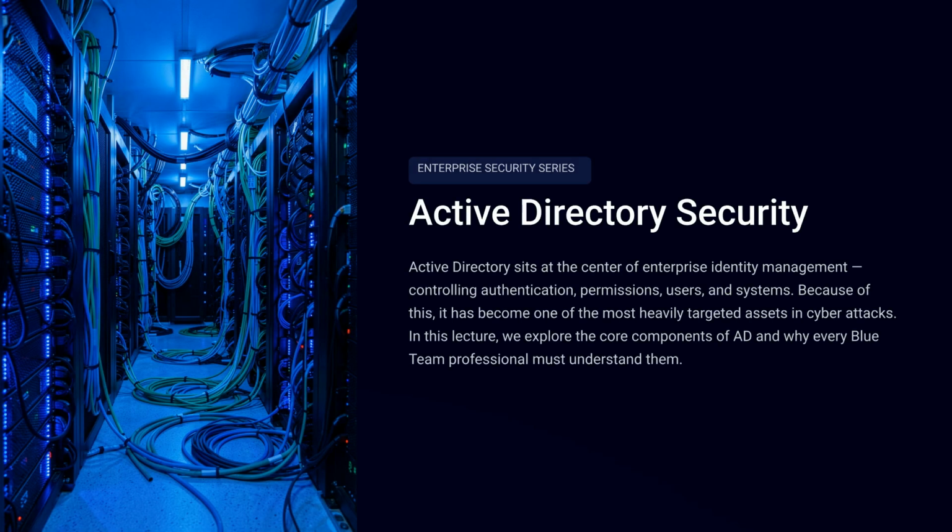Active Directory is central to enterprise identity management, controlling authentication, permissions, users, and systems. This makes it a prime target in cyber attacks. We will explore the core components of AD and why every blue team professional must understand them.